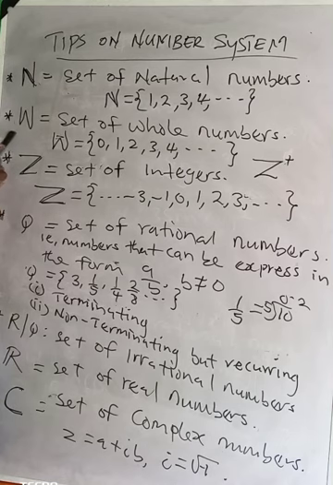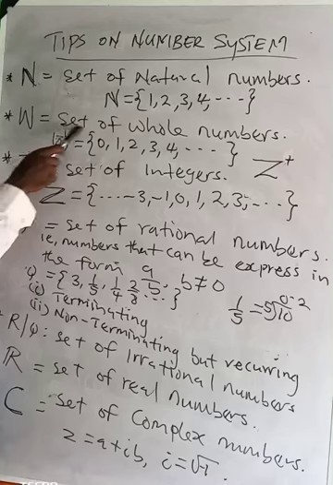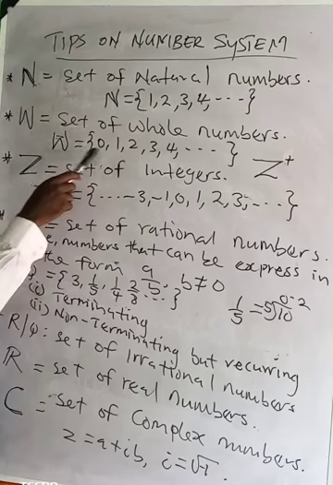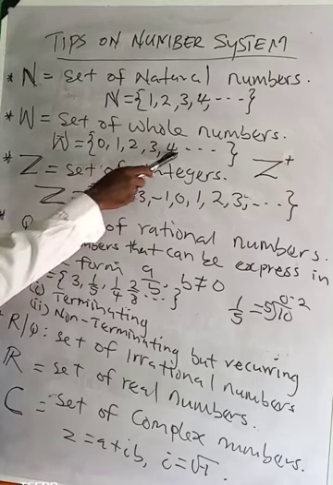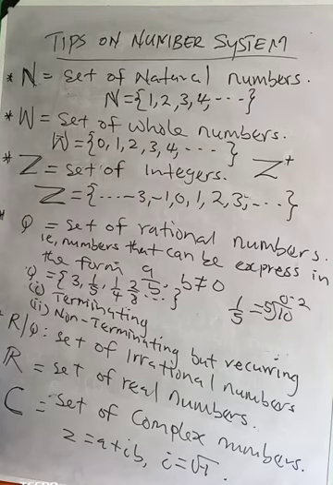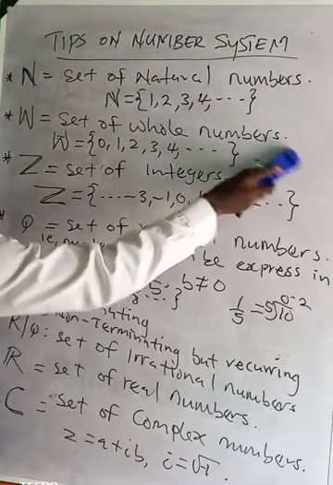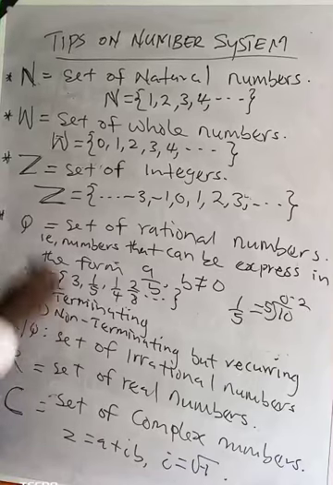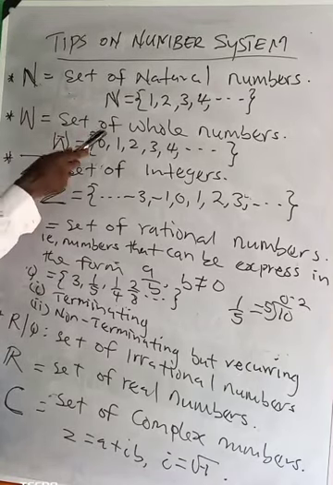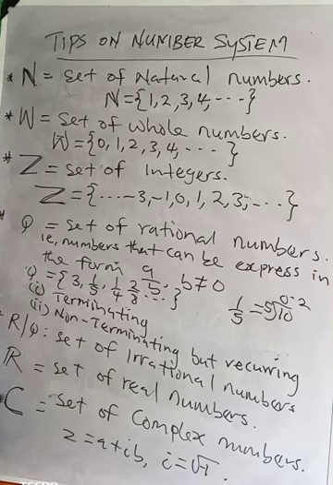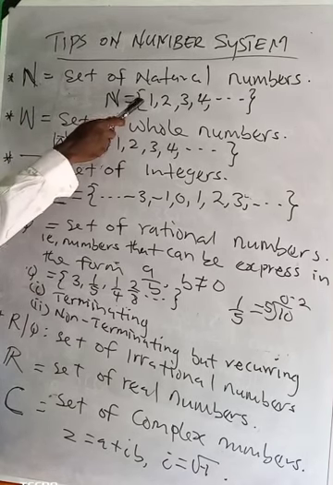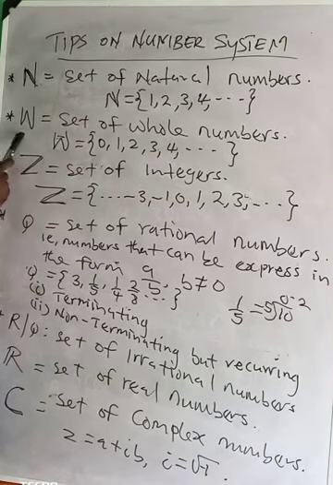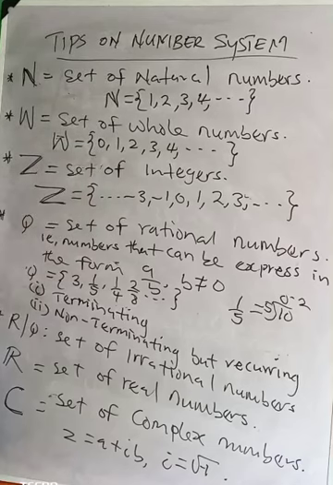Alright. Next on the list, we have the set of whole numbers, special W, ranging from 0, 1, 2, 3, 4, 5, 6 to infinity. Note, the difference between the set of whole numbers and the set of natural numbers is just the digit 0. For natural numbers, there is no 0, it starts with 1, but whole numbers start with 0.